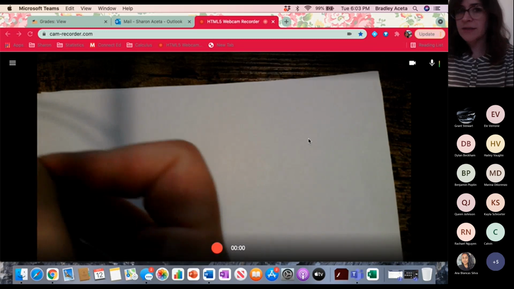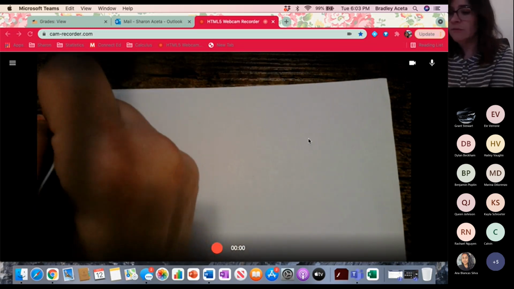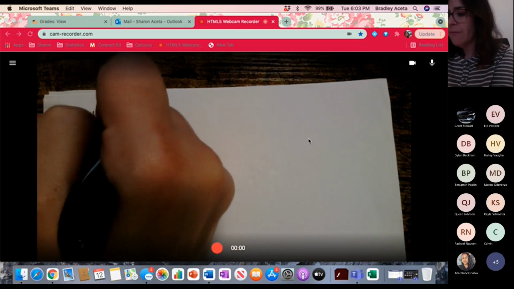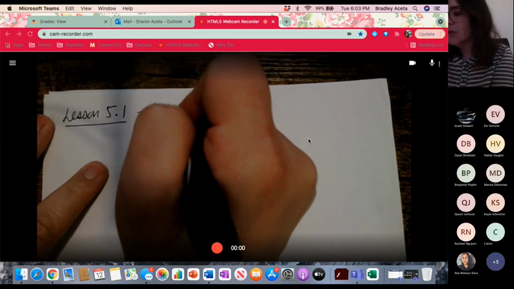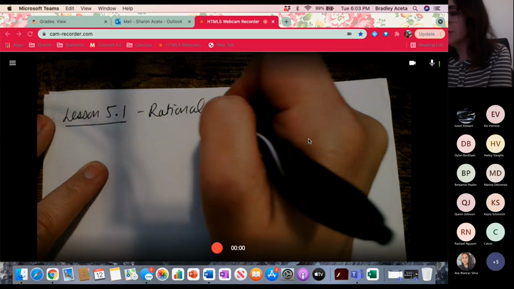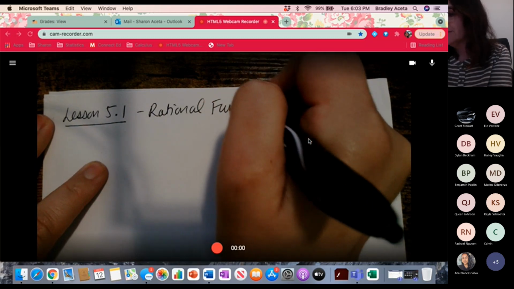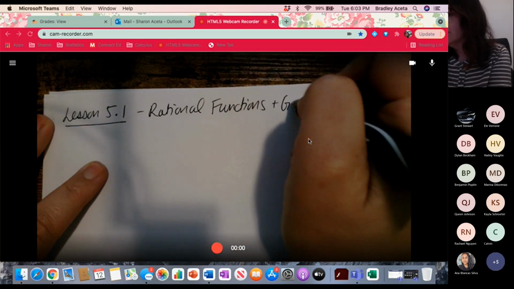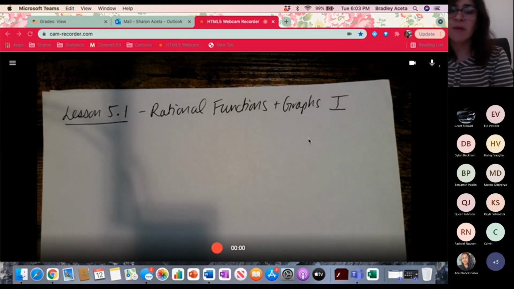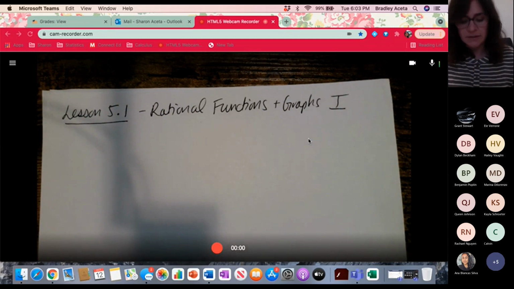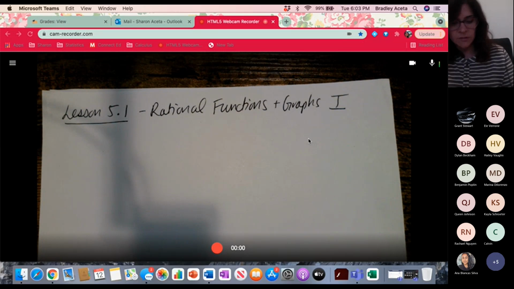Okay, so this is lesson 5.1. And we are going to talk about rational functions and their graphs. They call this part 1. I forgot to bring my colorful pens, so I'm going to have to work with good old-fashioned black, red, and blue.